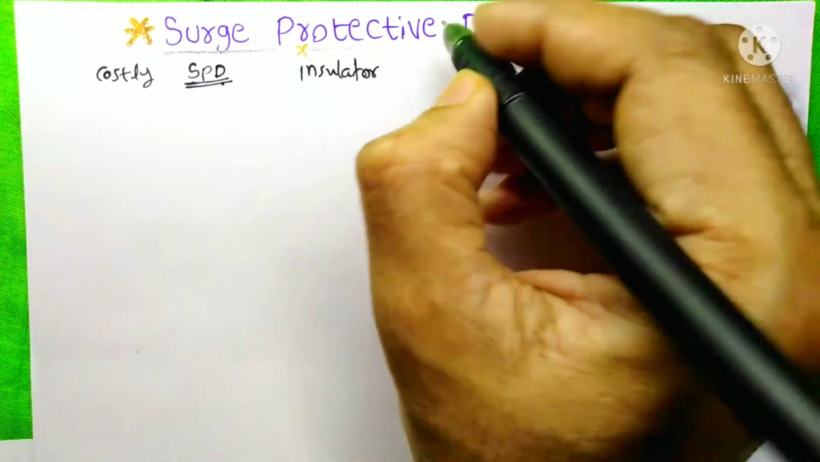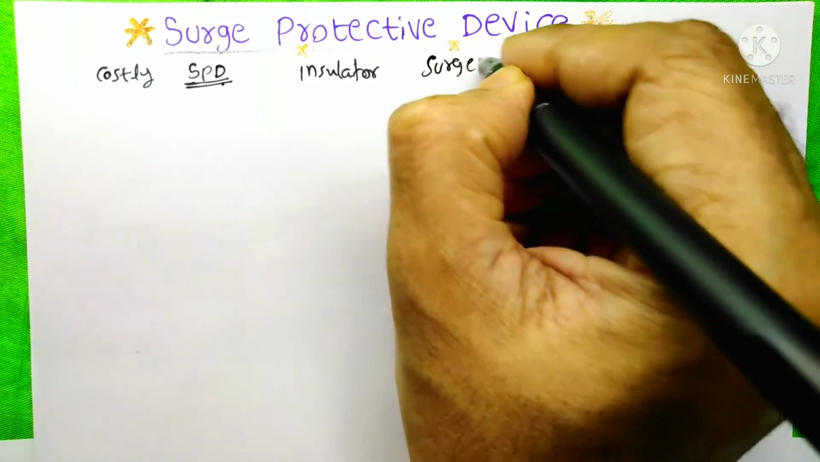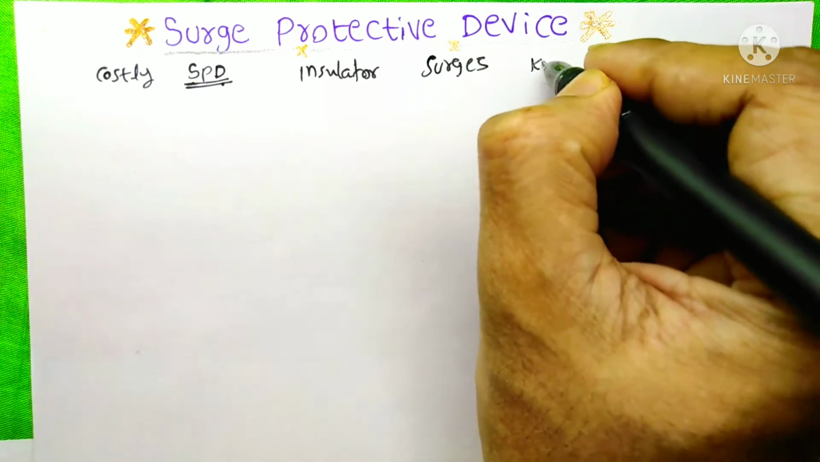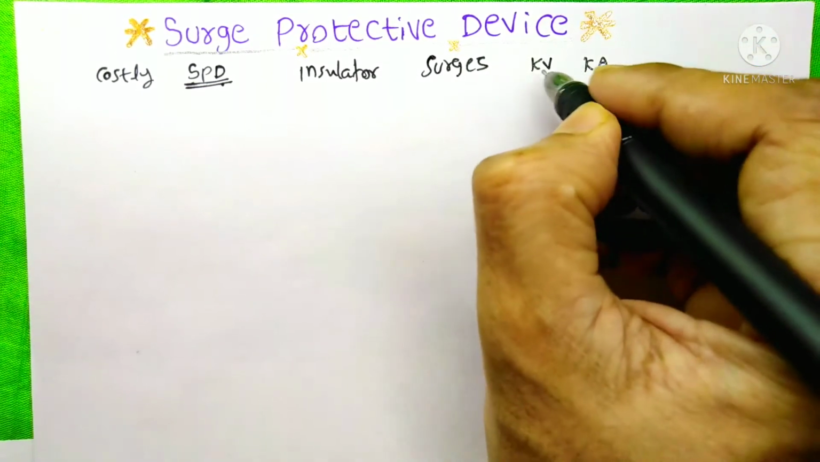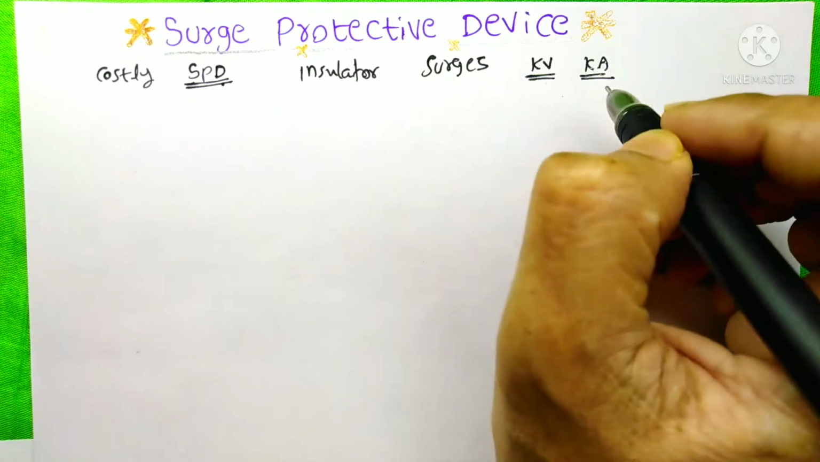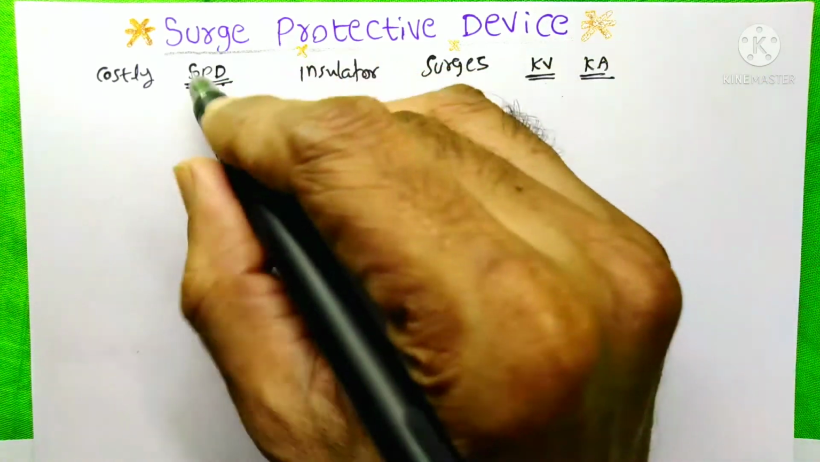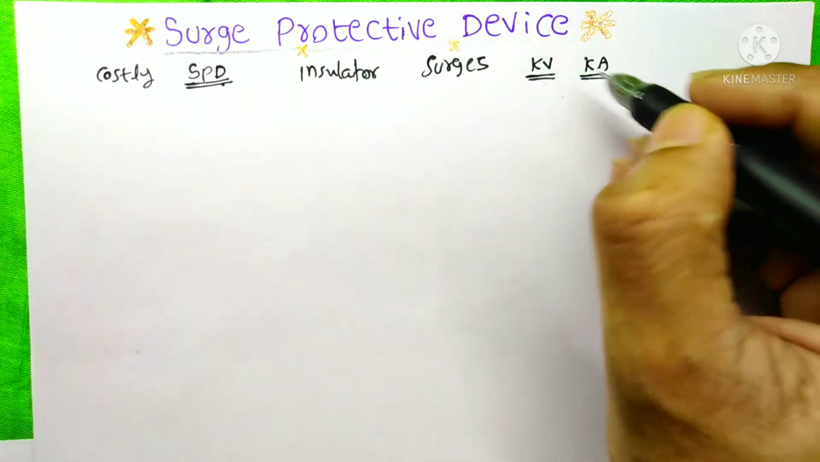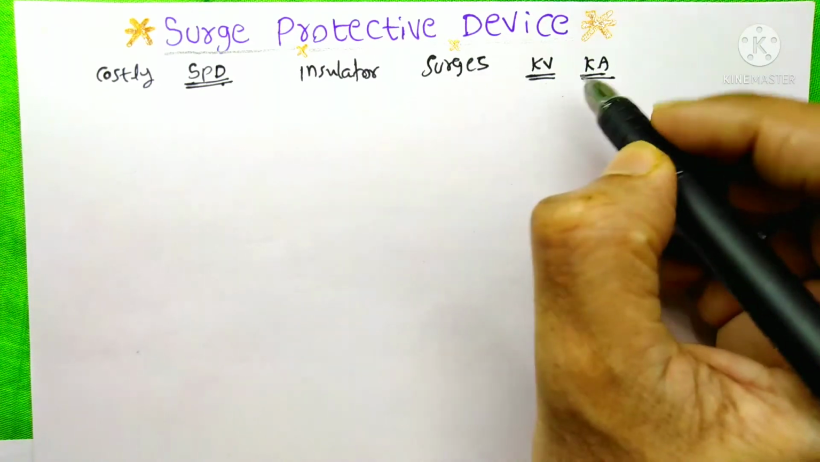And if any surges appear on the circuit, the surges may be in kilovolts or kiloamperes. That means both the voltage and the current. Okay. And if they appear on the circuit, this insulator, meaning this SPD, acts as a conductor and will direct these surges to the earth.